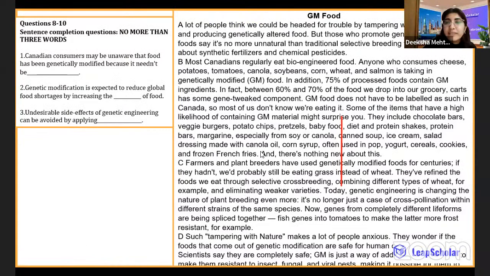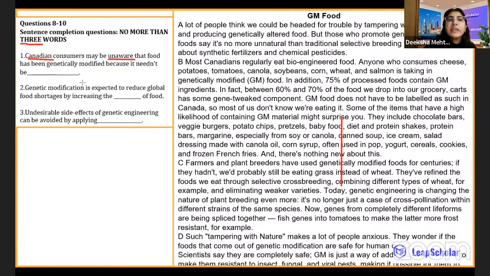Quickly, let's mark the keywords. Can you tell me the keywords, Sarvesh? Yes, Ayushi. What are the keywords? Canadian consumers may be unaware that food has been genetically modified because it needn't be dash. Very good. Again, Canadian and unaware. Perfect.